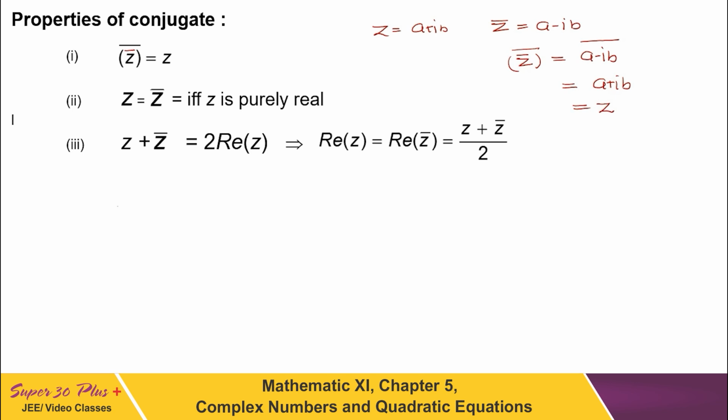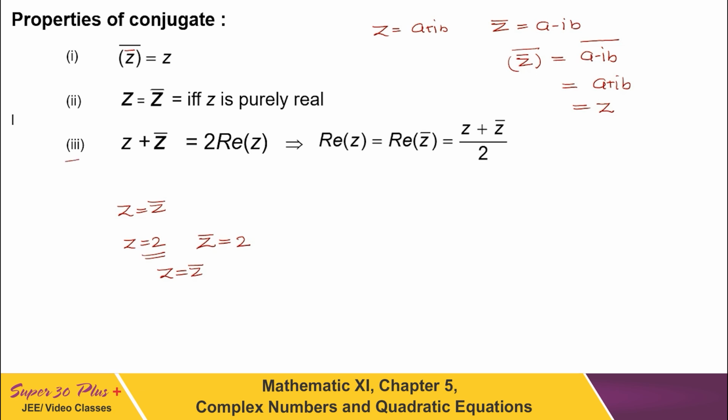Students, property number 2 is z is equal to z bar. When does it happen? If z is equal to z bar, then remember it, z is purely real. If z is equal to 2, then as we know, z bar is also equal to 2, and you can say z is equal to z bar, then z is a purely real number.